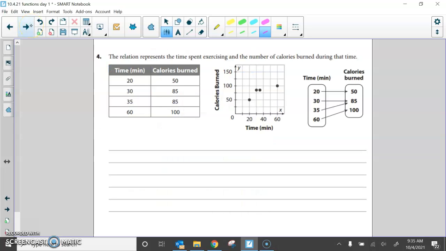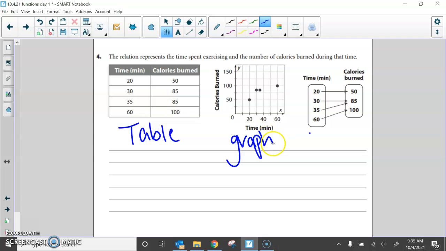Okay, and lastly, it says the relation represents the time spent exercising and the number of calories burned during this time. So this is 3 ways you can represent it. There's a table, there's the graph, and there's mapping. All 3 ways represent the same numbers in this problem.